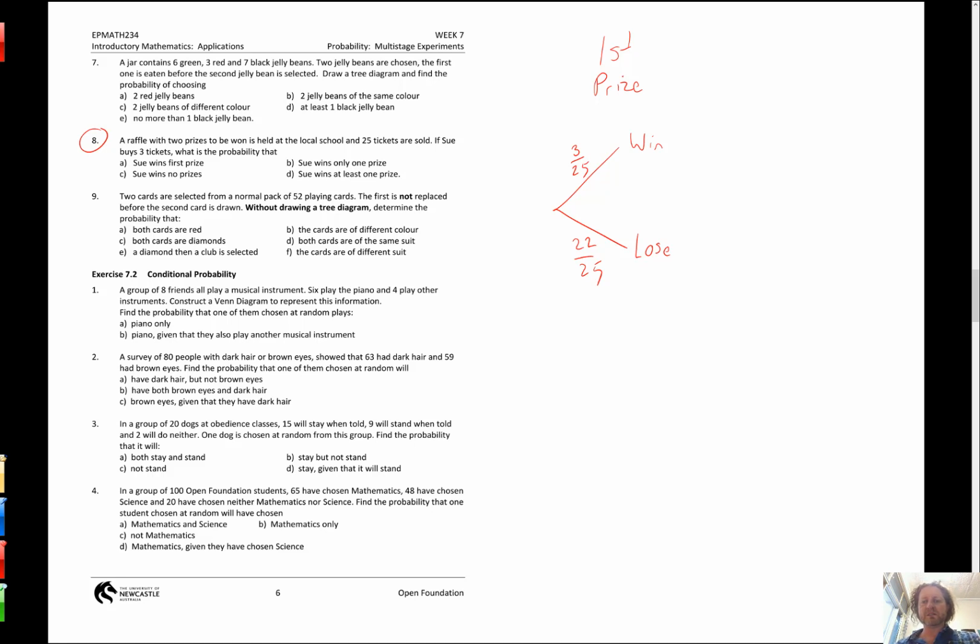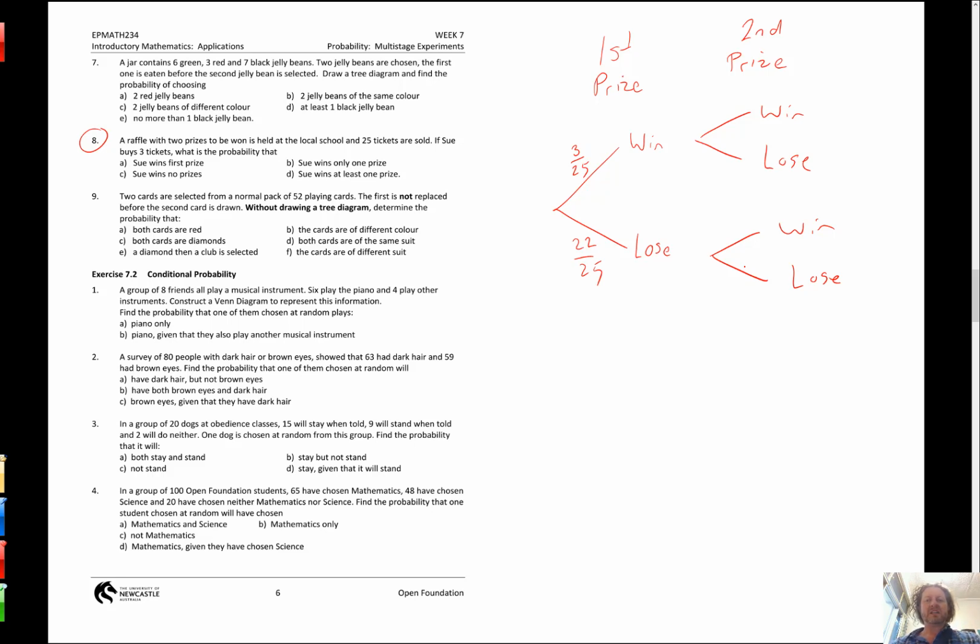And of course they've got to add up to 1, which is 25 out of 25. So she's got a 3 out of 25 chance of winning and 22 out of 25 chance of losing the first prize. Alright, one of those two things happened. Now let's do the second draw for the second prize. We've still got a win, lose, and we've still got a win, lose. Now, if in an alternate universe they put tickets back into raffles, I would write the same probabilities on all the arms. But we don't.